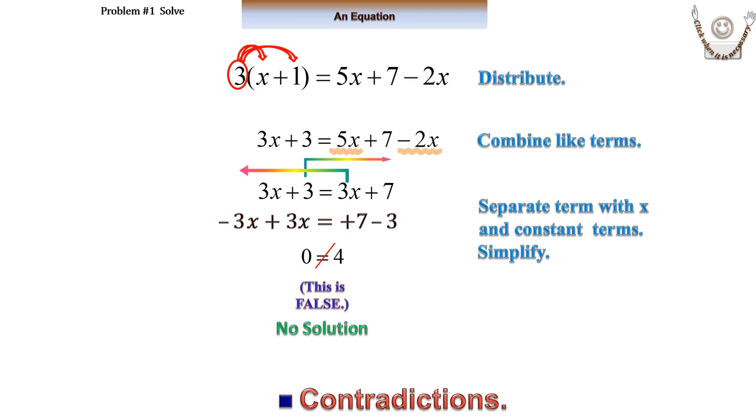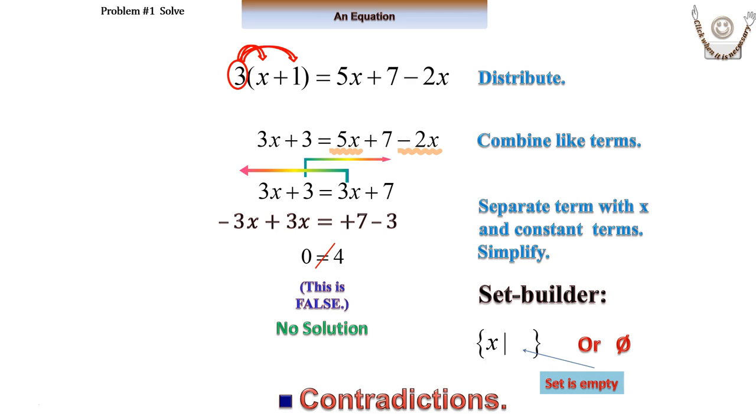And somehow we have to show this statement that the equation doesn't have a solution. We have to show a circle and slash line. It's not 0. It tells the set is empty. No solution.